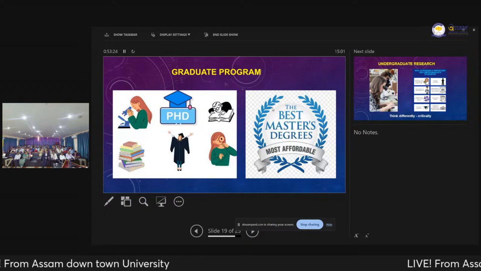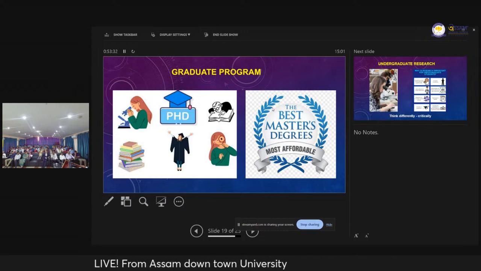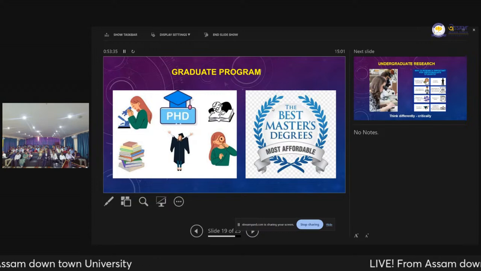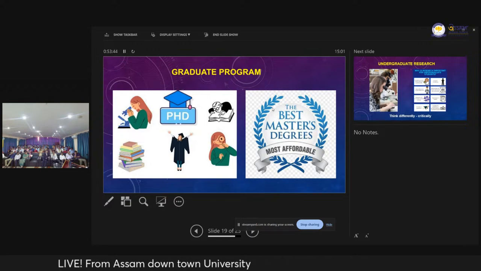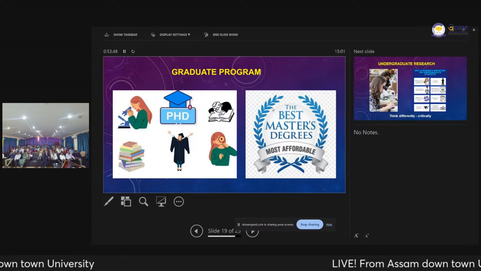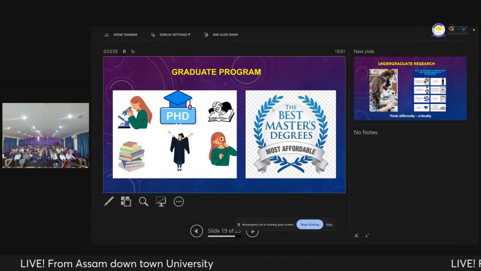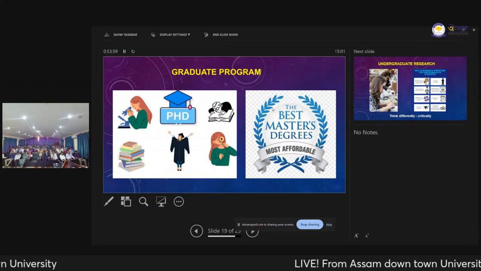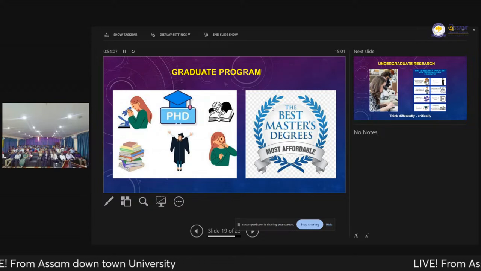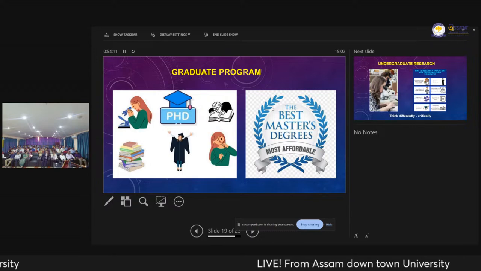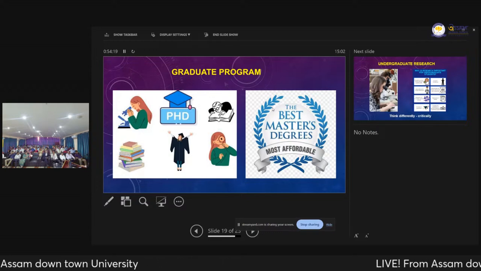Coming towards the end, the most important part of the institution towards research is a strong graduate program. I cannot emphasize enough how significant it is to take students to the next level and the next level, like tier one universities, with master's programs and postdocs. And I'm sure you already have your master's program, perhaps programs that have started or are about to start. PhD scholars, so this is fabulous, and it's in the right direction.